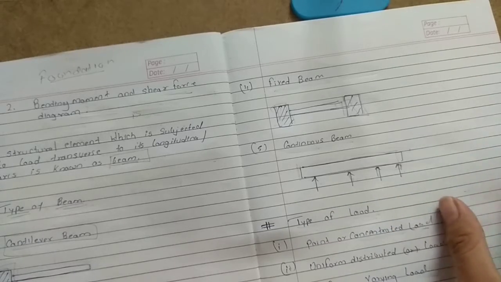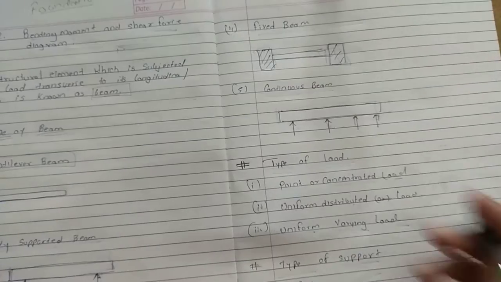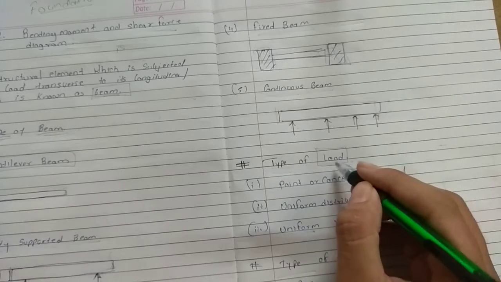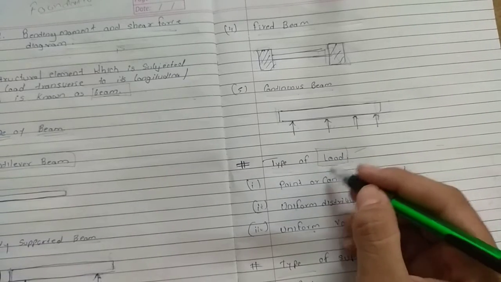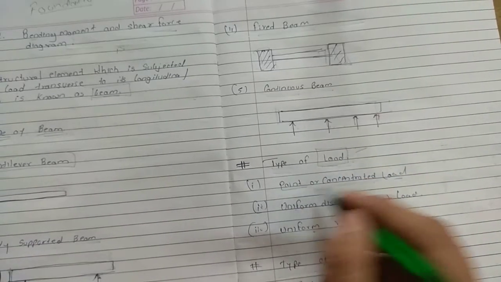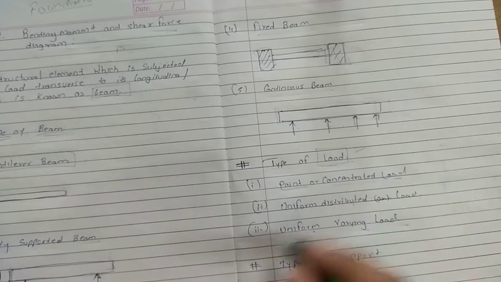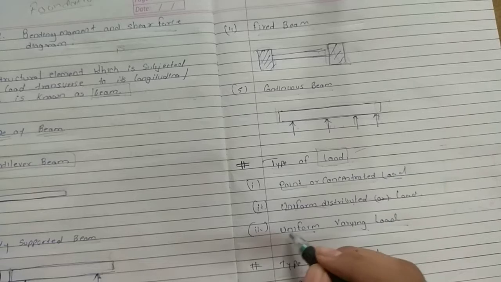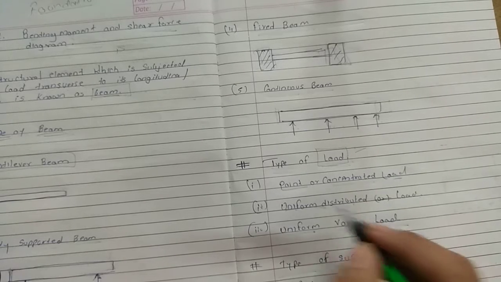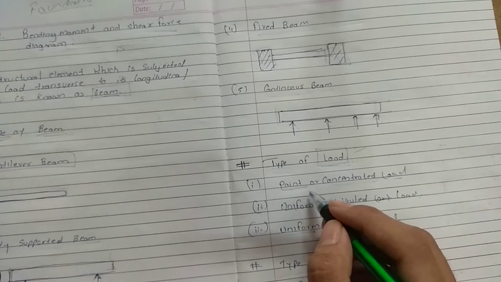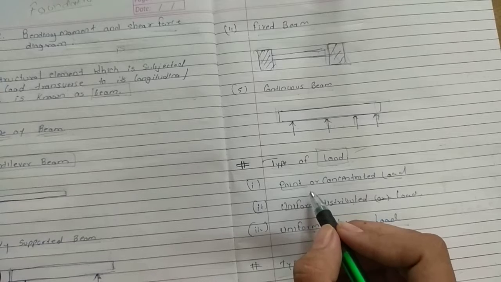Now, another classification is as per the load, and it is classified in 3 ways. One is the point load, or we can say concentrated load. Another is the uniformly distributed load, and the third one is the uniformly varying load. So what is a point load, or a concentrated load?